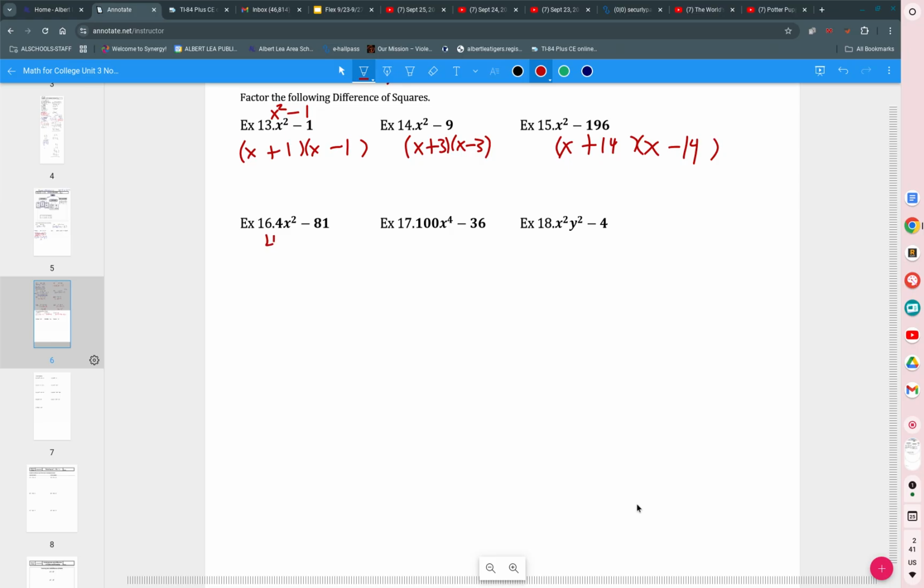Number 16 is 4x squared minus 81. Yes, you can have a number in front. These are both perfect squares. What do you multiply by itself to get 4x squared? 2x and 2x, and then plus 9 and minus 9.